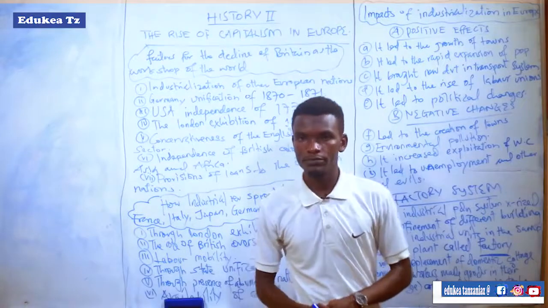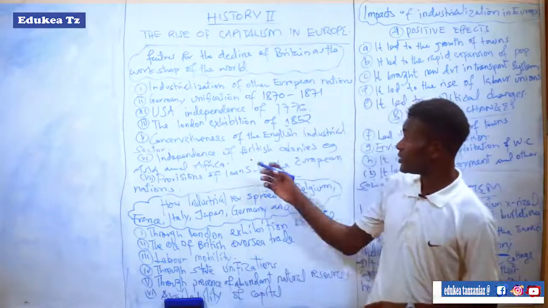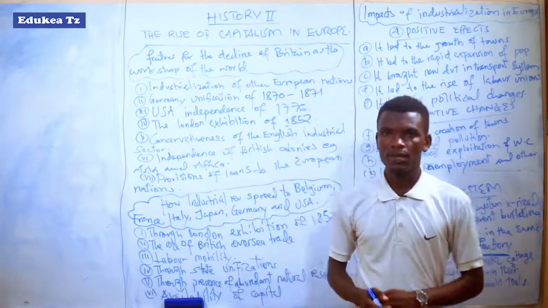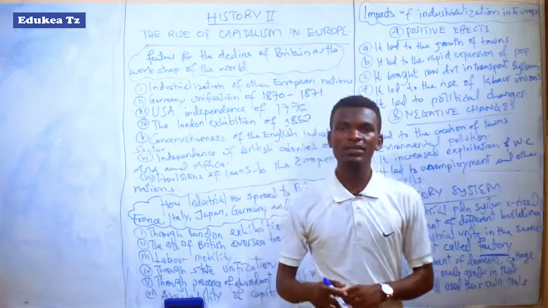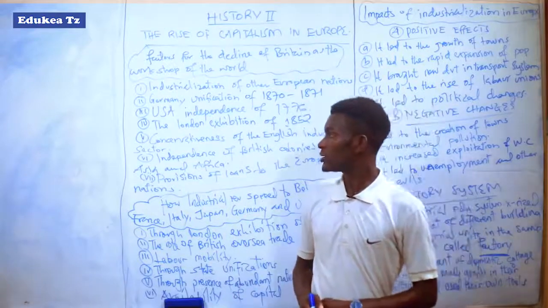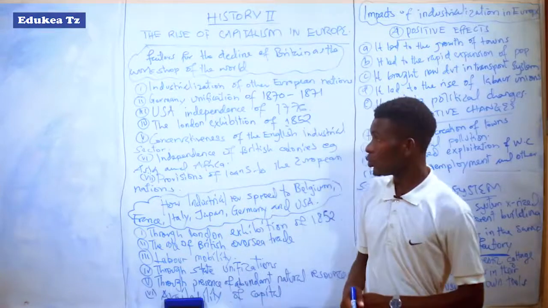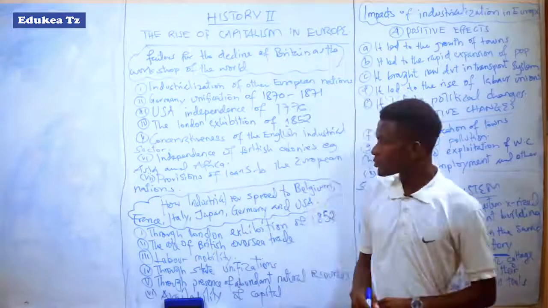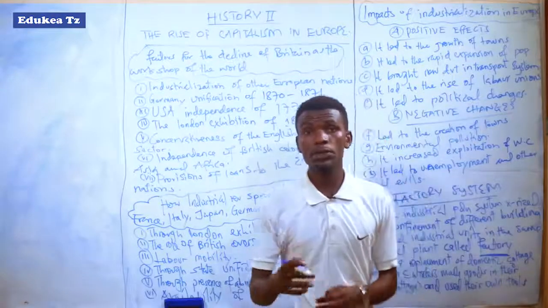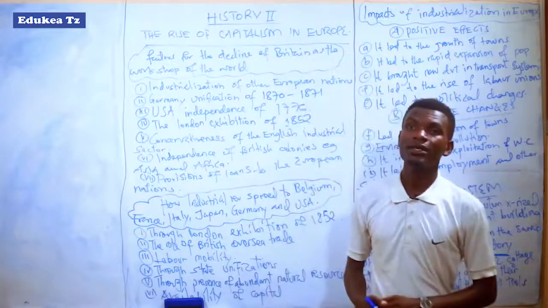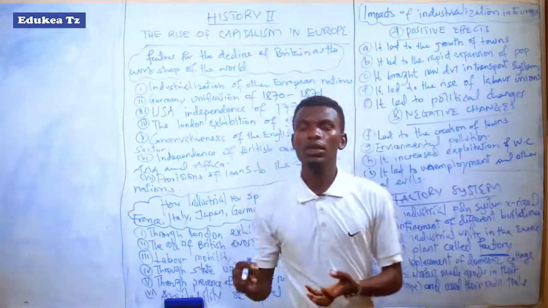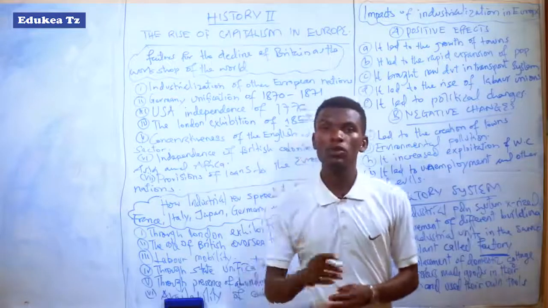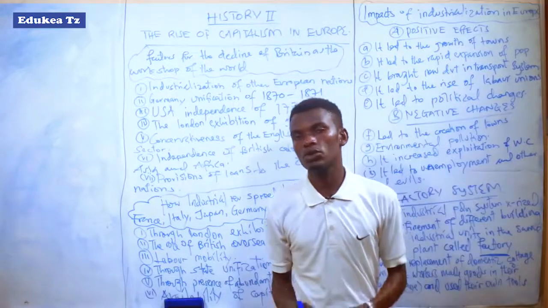Another factor was conservativeness of the English industrial sector. It means that the English industrial sector was reluctant. The government of England or Britain was not changing, was reluctant or conservative. That led to the production of the same products, while the population wanted goods according to the change of technology.